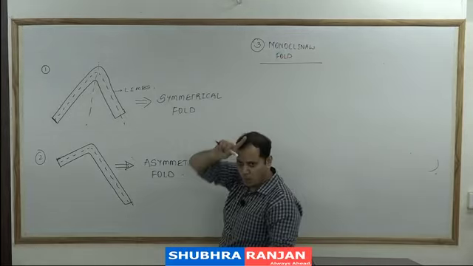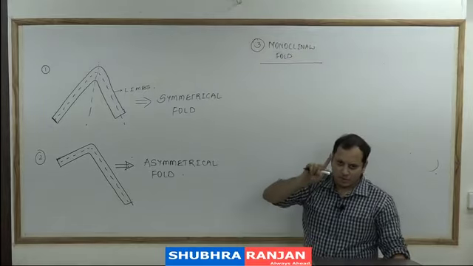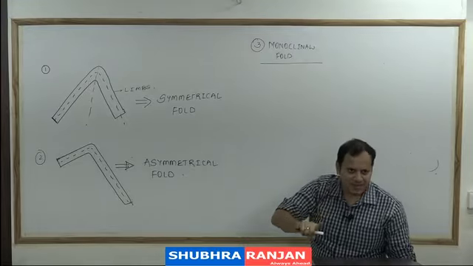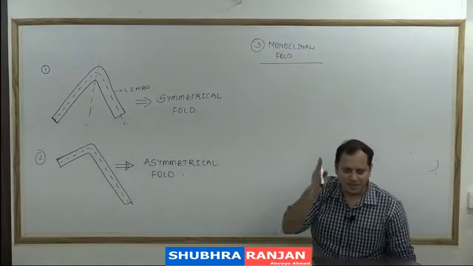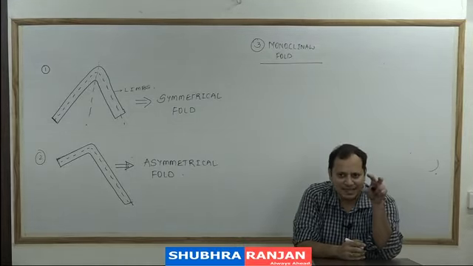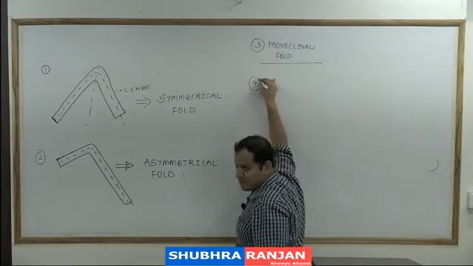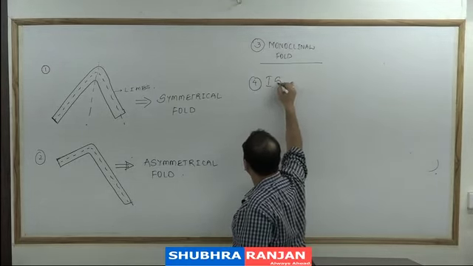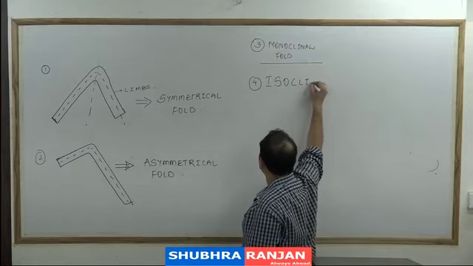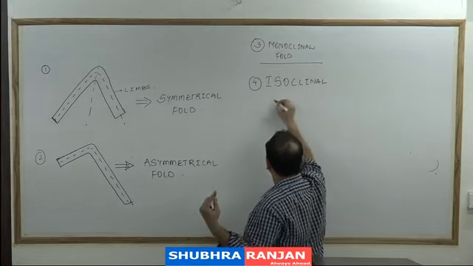Mono means one. So if one limb is steep while the other limb is gentle, we will say it is a monoclinal fold. After this comes: if both the limbs are steep, isoclinal. Iso means two.